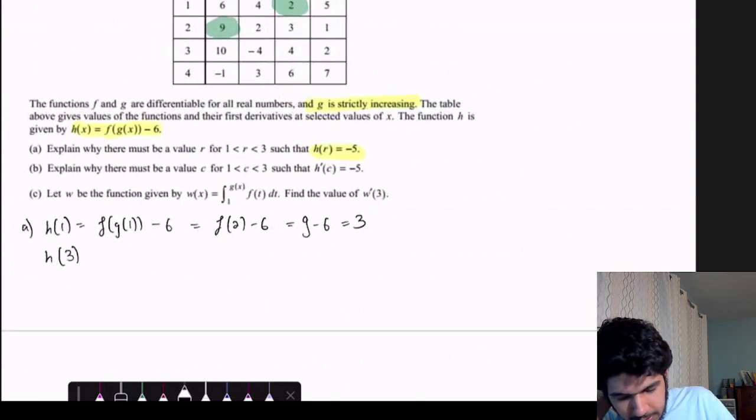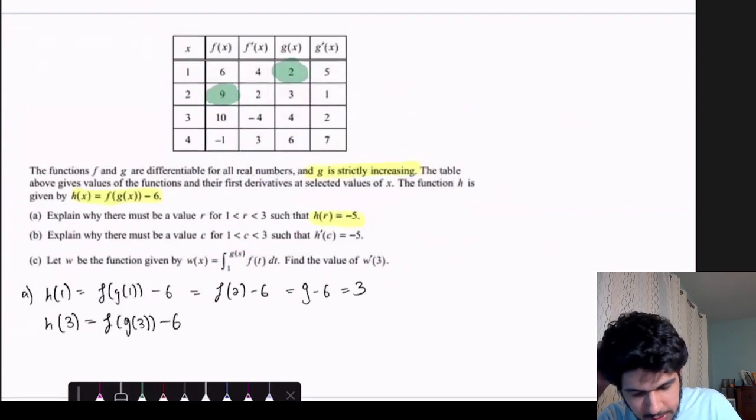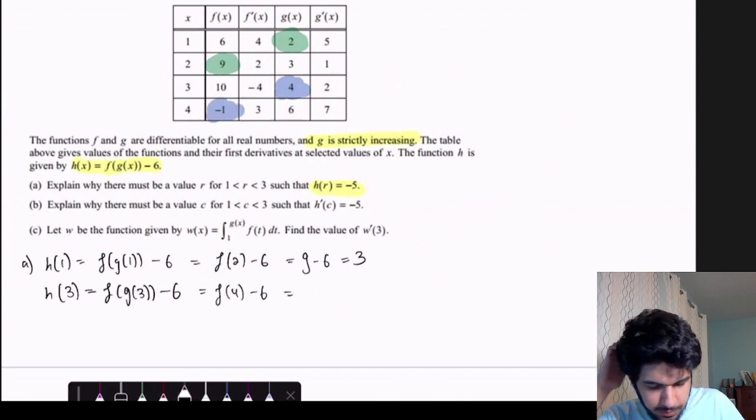H of 3 is going to be equal to f of g of 3 minus 6. So now we need g of 3. That would be 4 here, minus 6, and now f of 4 is equal to -1, which is equal to -7.